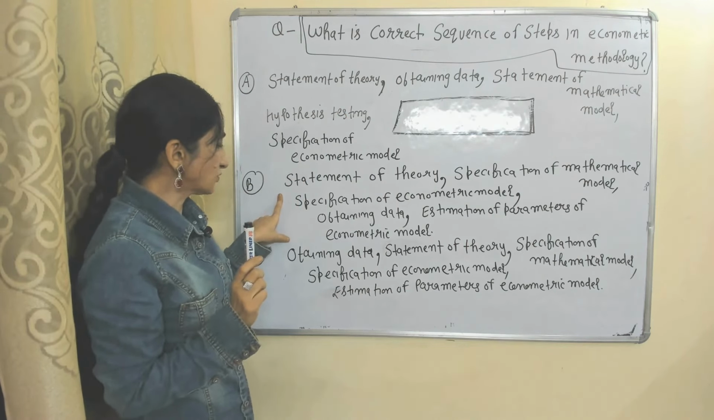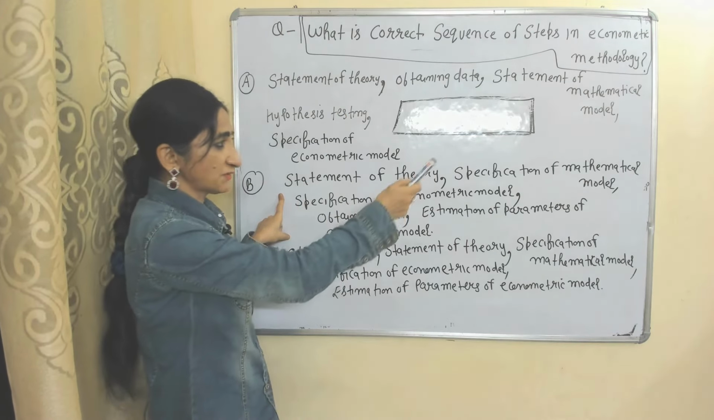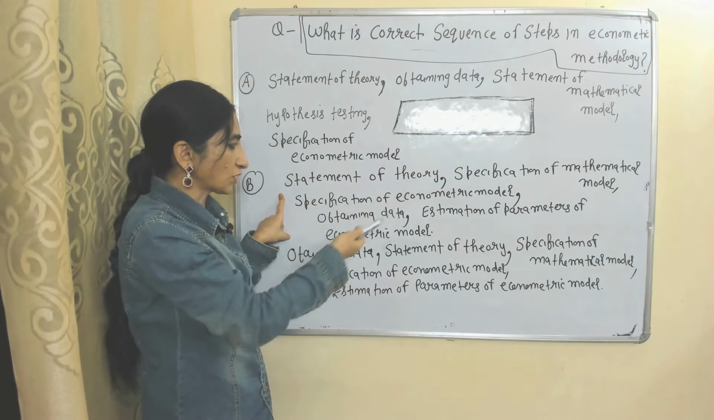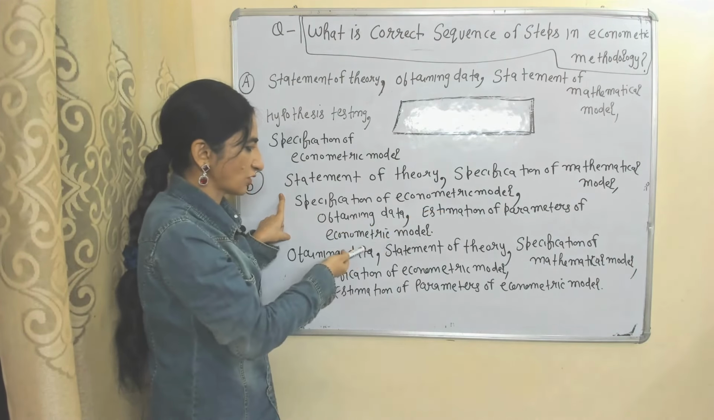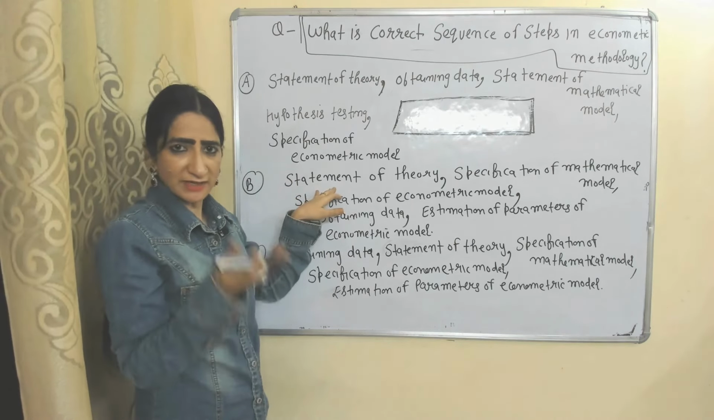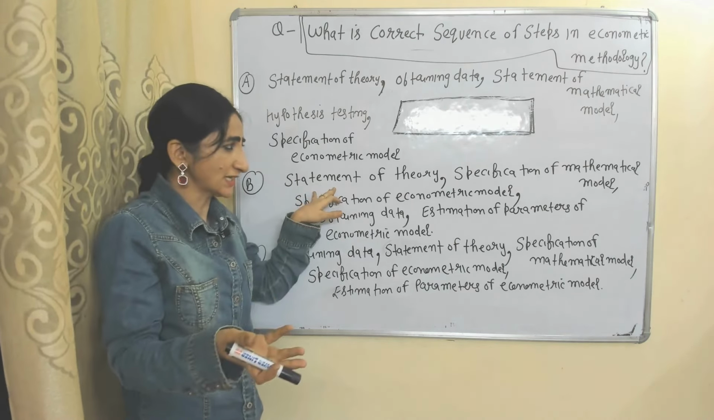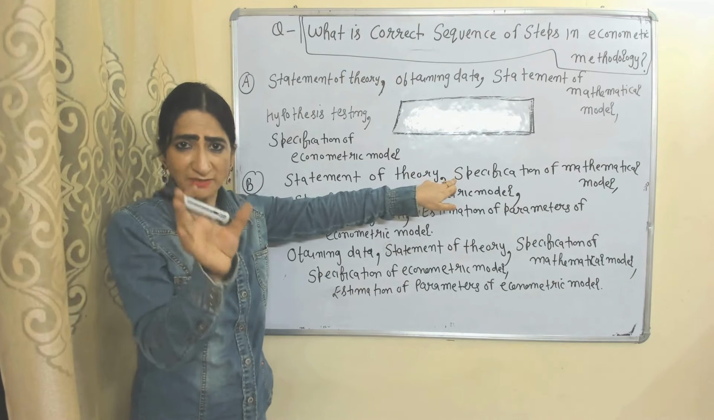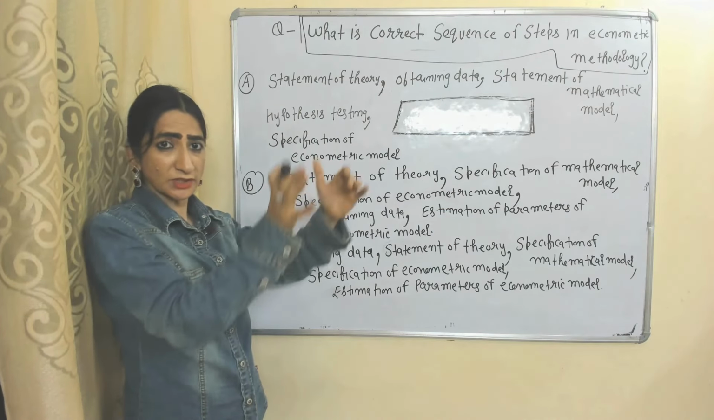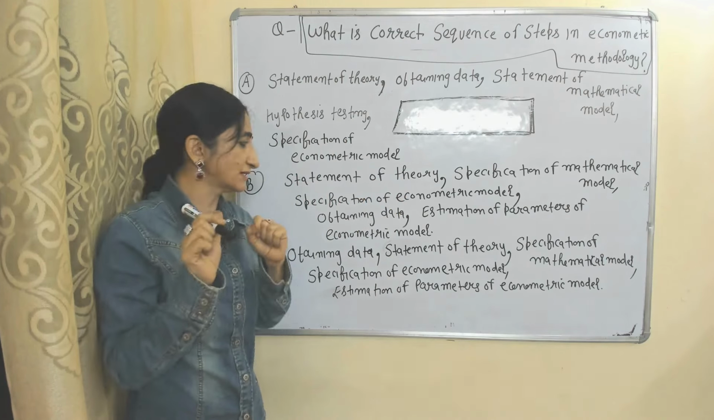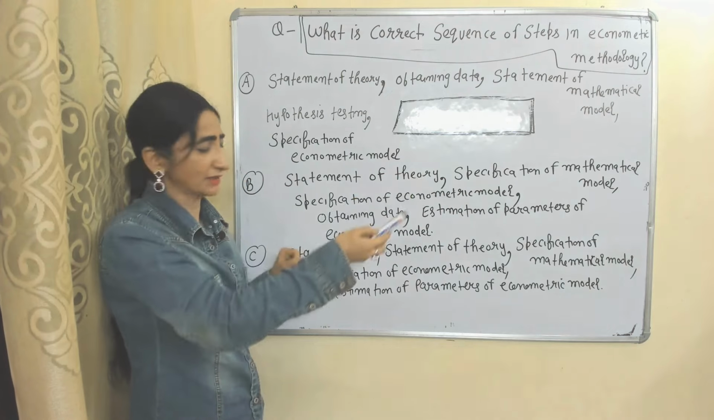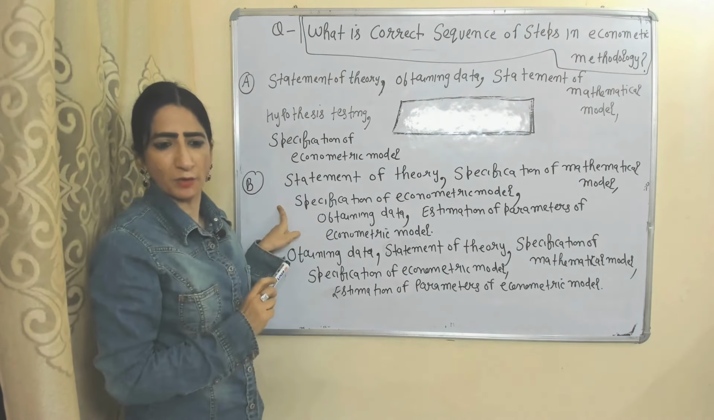In the second option, you can see statement of theory, specification of mathematical model, specification of econometric model, obtaining data, estimation of parameters of the econometric model. This is our right option. First of all, we decide our economic theory, which we are going to test. Then we write the mathematical form of our theory. Then we convert our mathematical model into an econometric model by adding an error term. Then we obtain data. After that we estimate the parameters. So the second option is the right option.